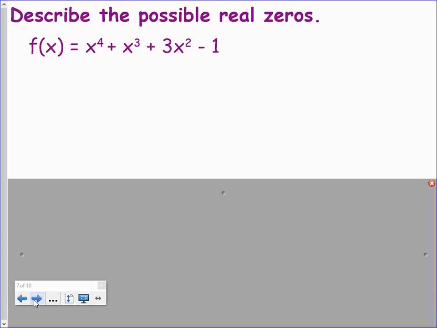So we want to describe the possible real zeros. And this is fair game for a question on a problem set, on a quiz, on a test. I could ask you just simply to use Descartes for this. So you need to know Descartes. I could ask a question related only to Descartes.